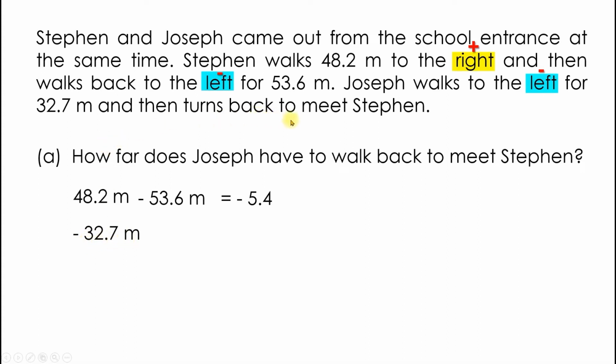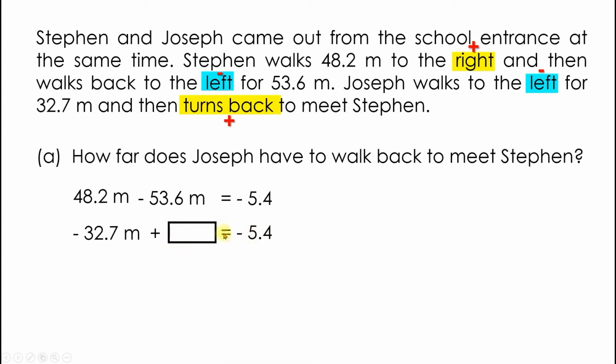But then he turns back. But how far does he turn back? We don't know. So that's a value that we are not sure about, so we are going to represent that value as an unknown. But we do know that when he turns back, he's moving towards the right hand side. So that is why we are representing a positive value here. However, it's going to be equal to negative 5.4 because he is going to end up meeting Stephen, right? Their meeting point is going to be the same. So therefore, I'm making it equal to negative 5.4.